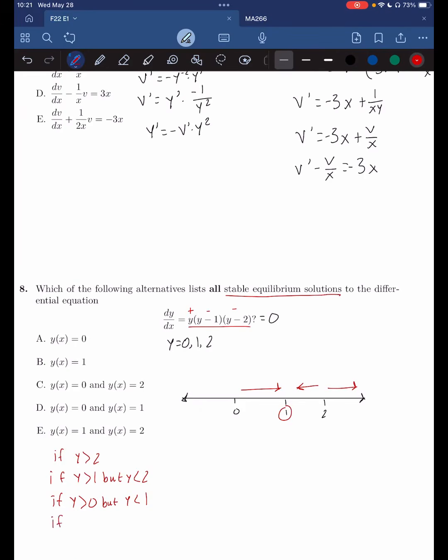What if altogether y is less than 0? This one is pretty easy. These two stay as negative because, like minus 3 minus 1, minus 3 minus 2, those are both negative. But now this is also a negative. 3 negatives multiplied together make a negative number, which means this arrow points away from 0, making 0 unstable. Therefore, 1 is our only stable equilibrium solution. Means B is our answer.